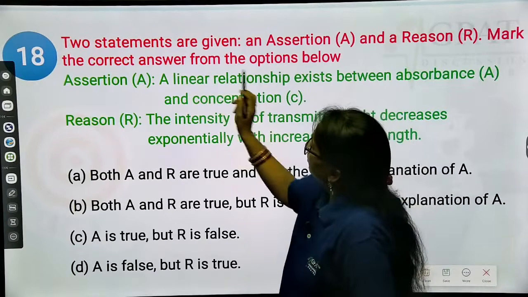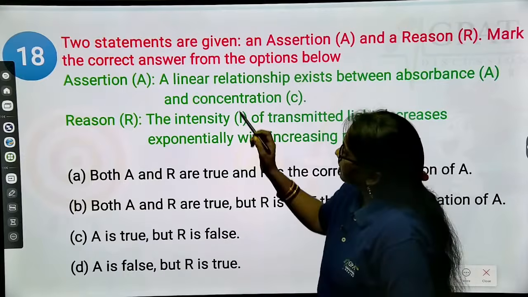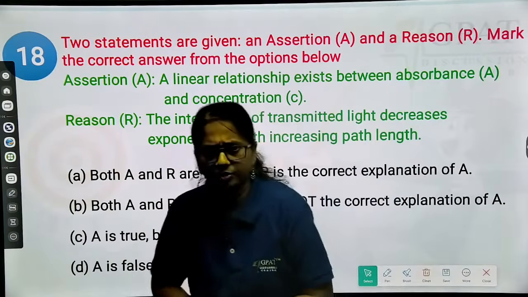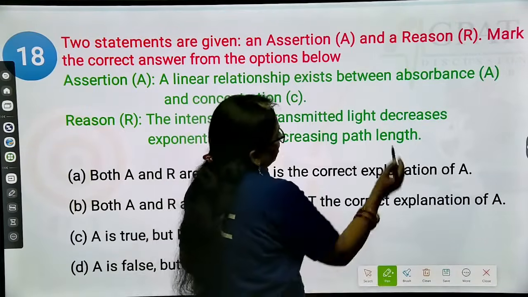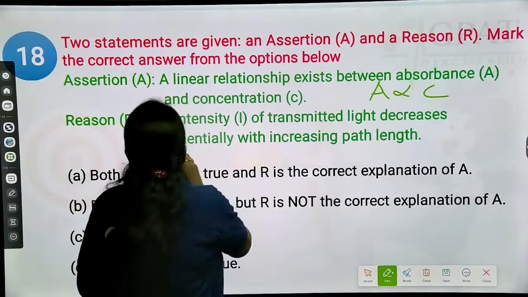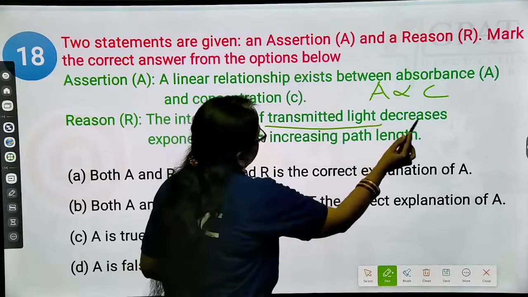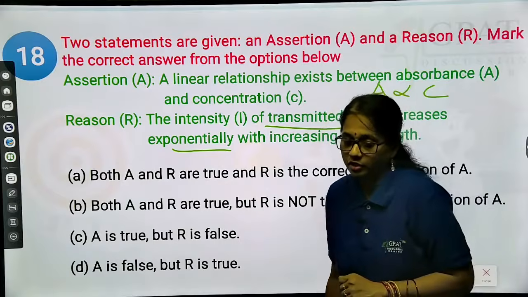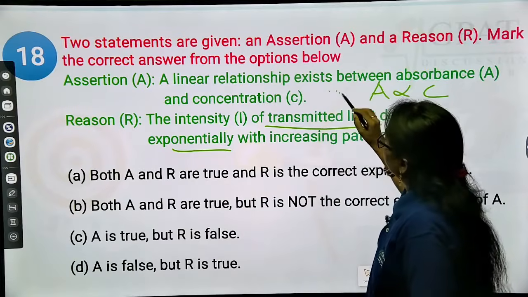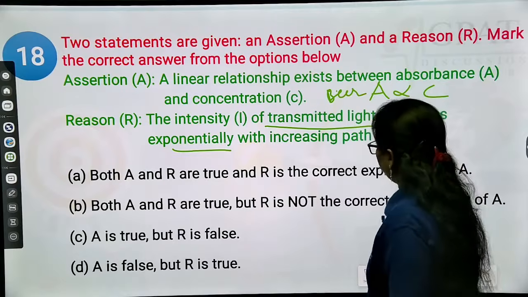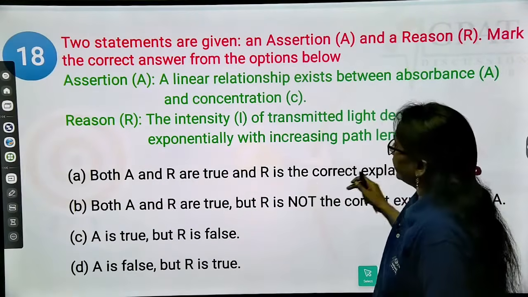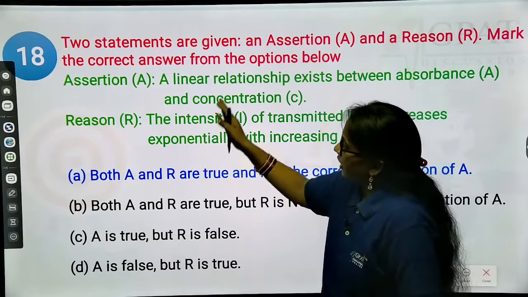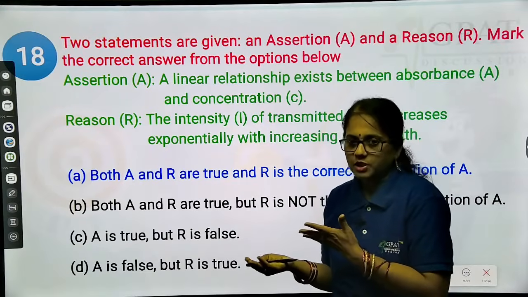Okay, next, again a statement related question. Here let us see the assertion. A linear relationship exists between the absorbance and the concentration. According to Beer's law, A is directly proportional to the concentration. So that we know very well. Next, what is the reason? The intensity of the transmitted light decreases exponentially with increasing the path length. That means here they are talking about Beer's law. And the reason, they are asking whether it supports the statement or not.